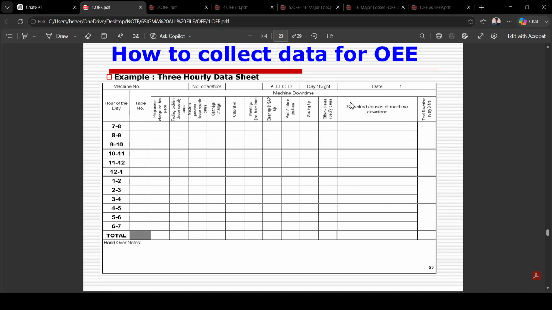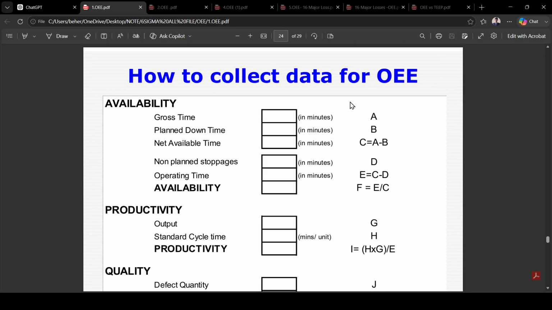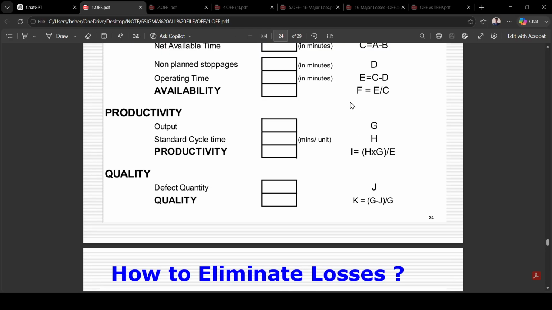Then how to collect data for OEE. So this is how to collect data for OEE in data sheets, a 3 hourly data sheet. This is one example. You can make the same type of data sheet. So how to collect data? One file is there, one Excel is there. You can maintain that, and collect that type of data.